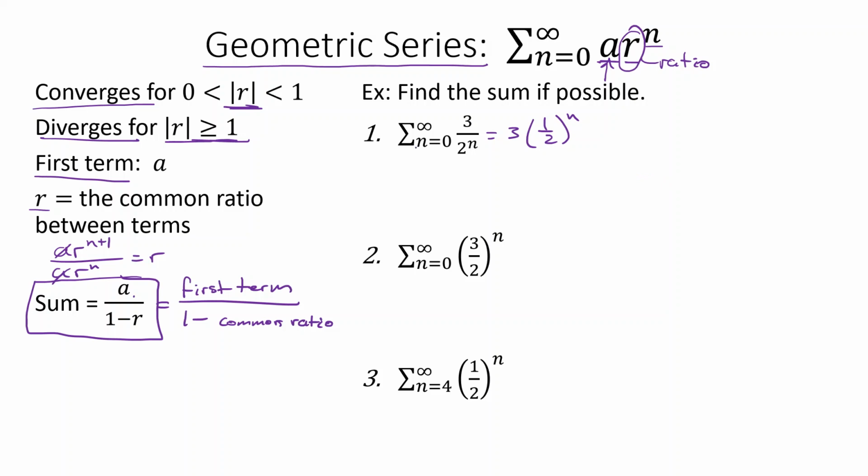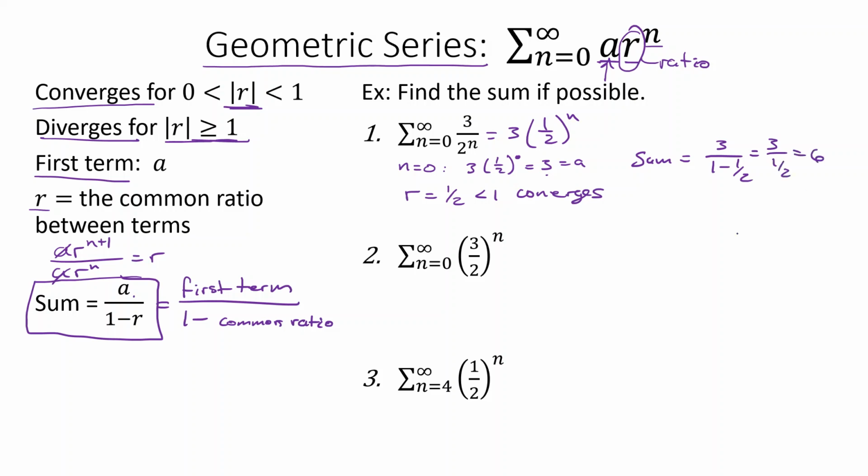Now what we can do is ask, what's our first term? When n equals 0, if we plug in 0, we have 3 times 1/2 to the 0. 1/2 to the 0 is 1, so we get 3. That's our a. What's our common ratio? It's the thing being raised to the n, so our r here is 1/2. Since that's less than 1, it converges. The sum would be our first term, which is 3, over 1 minus 1/2. 1 minus 1/2 is 1/2. We get 3 over 1/2, which is 6.